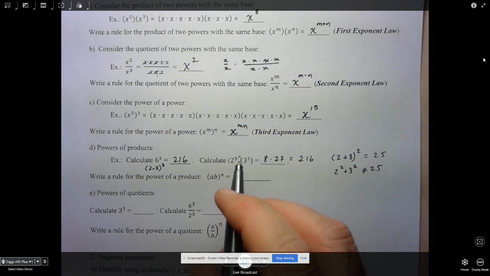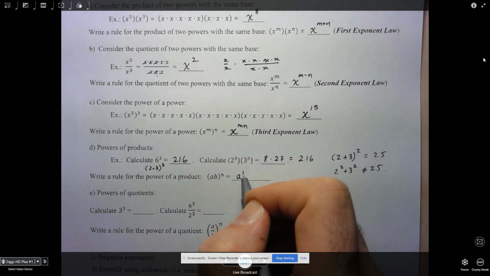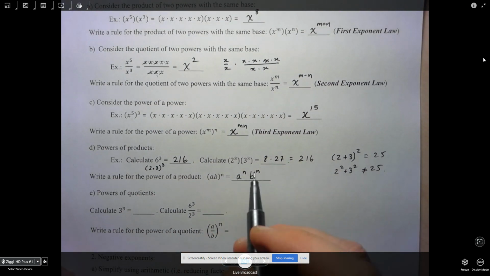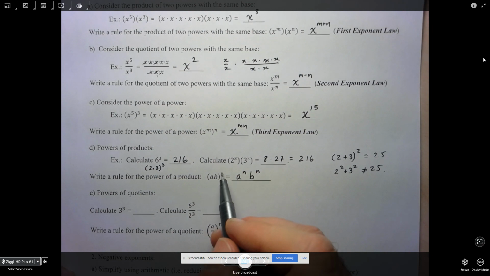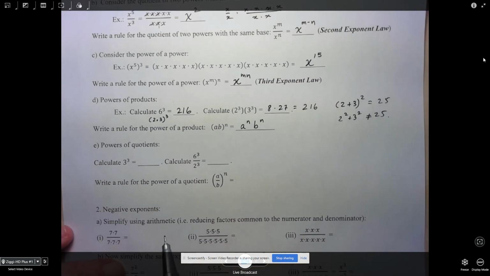So how can we write a rule? A times b all to the n is the same as calculating a to the n times b to the n. So in other words, we can distribute the exponent to each of the factors inside the bracket. They have to be factors. Okay? But as we often see, when something works for multiplication, it often doesn't work for addition or subtraction, but there usually is a similar rule for division.